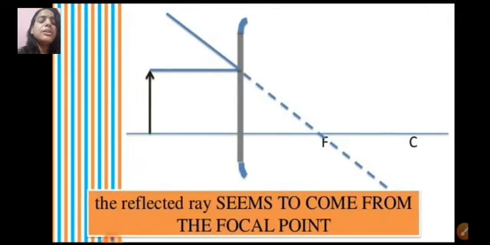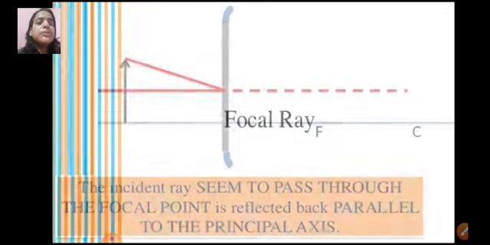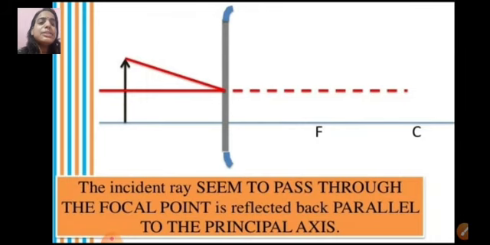First, the parallel ray. If an incident ray is parallel to the principal axis of the convex mirror, the reflected ray seems to come from the focal point, that is, from the focus. So what is a focal ray? The incident ray that seems to pass through the focal point is reflected back parallel to the principal axis.